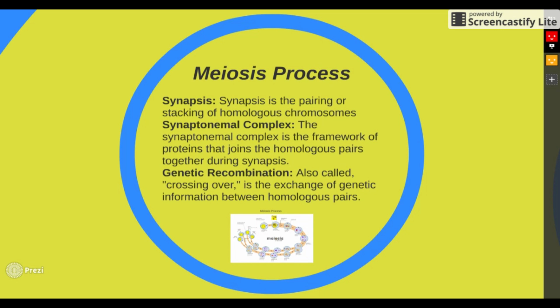Another process that happens in meiosis and not in mitosis is genetic recombination. Genetic recombination happens in prophase 1 of meiosis. When the chromosomes are paired, they cross over between each other. When they twist together, DNA is shared. This process is called genetic recombination.